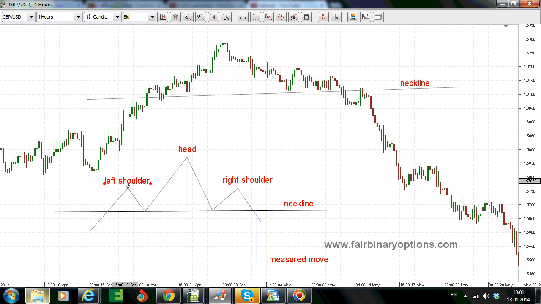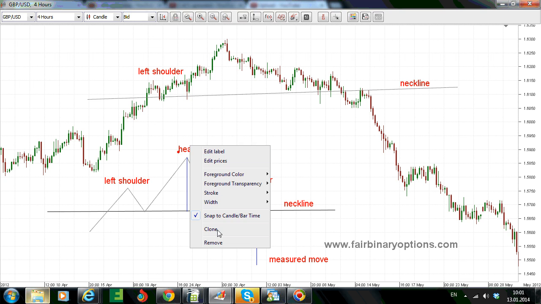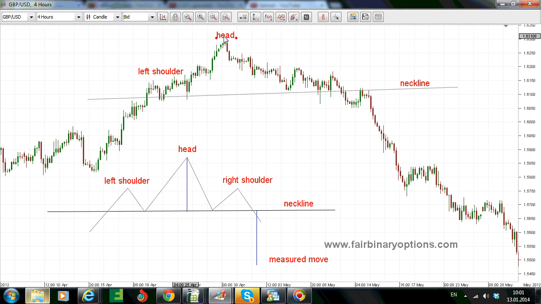Now in our example here, the left shoulder will be this move here, and then of course this one is going to be the head. And by the time the head comes here and retraces, all this spike is retraced, and from this moment you can draw the neckline.